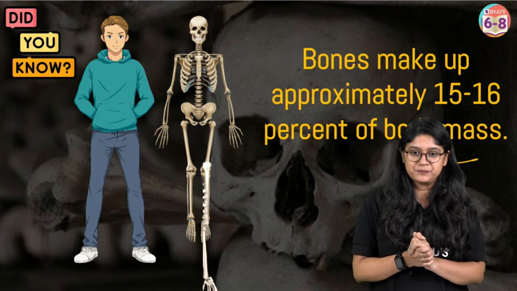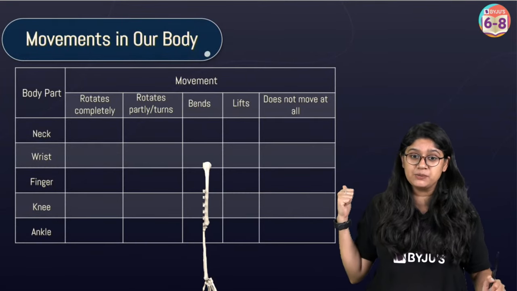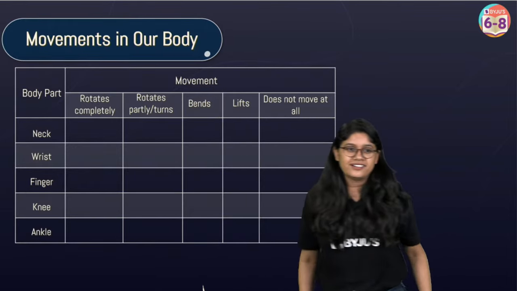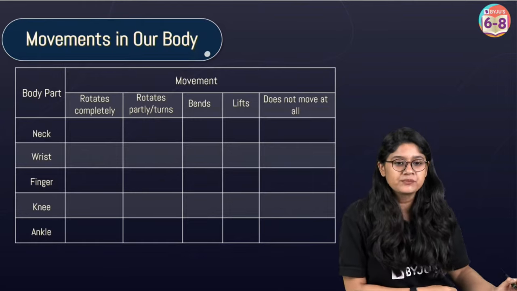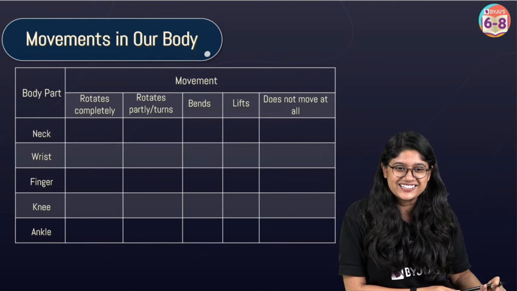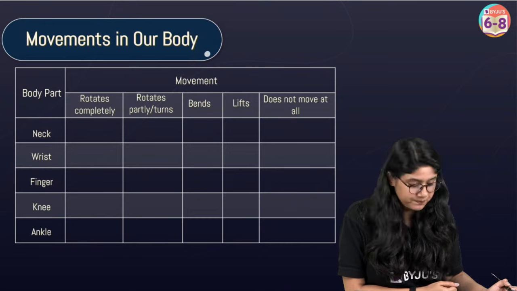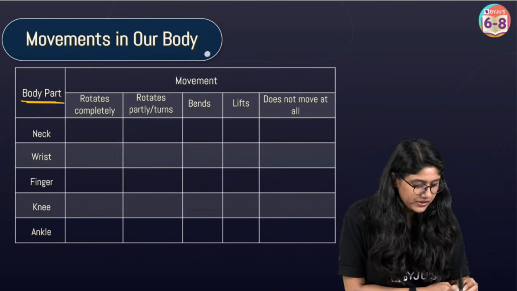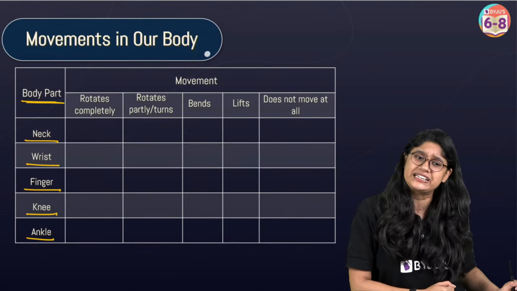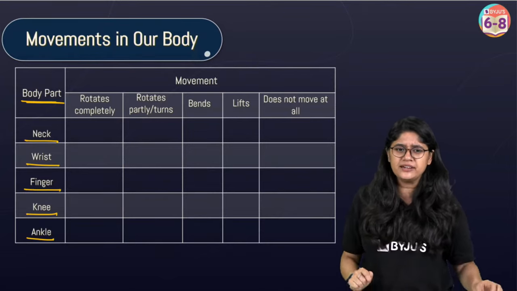So are we clear with this? Okay. Now I'm sure in your textbook you have this table, everyone. Okay, let's do this and we'll understand more about the joints. Okay, everyone, quickly, I need your help with this. We have the body parts: the neck, wrist, finger, knee and ankle. Please tell me which will rotate completely and which will rotate partially. Let's do an activity and understand.